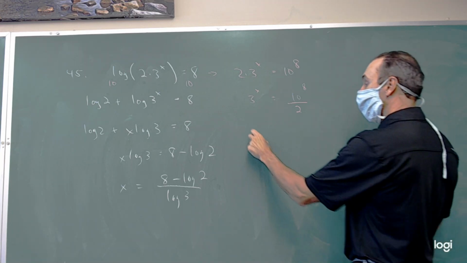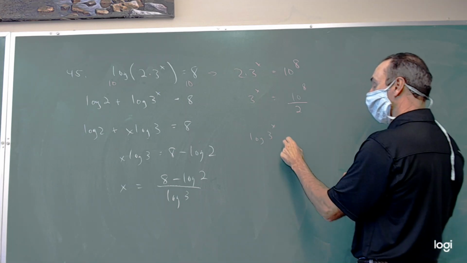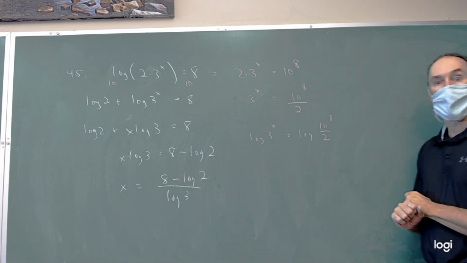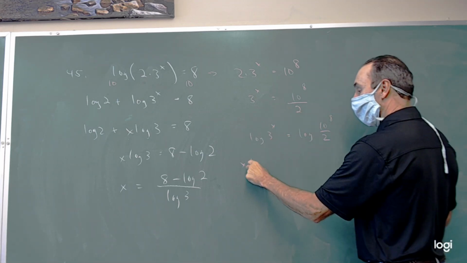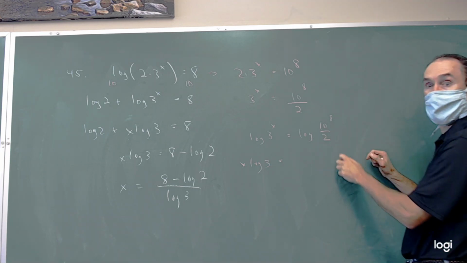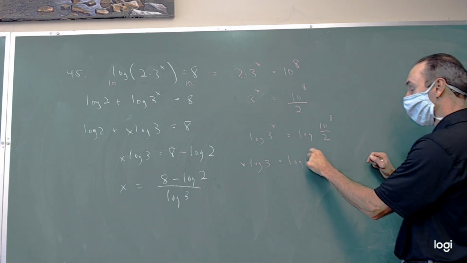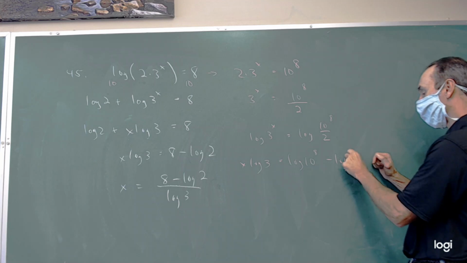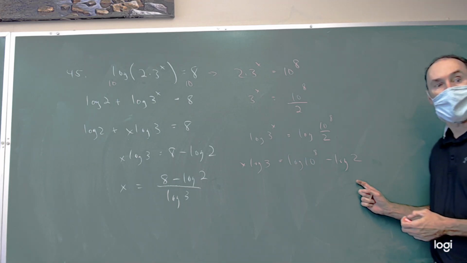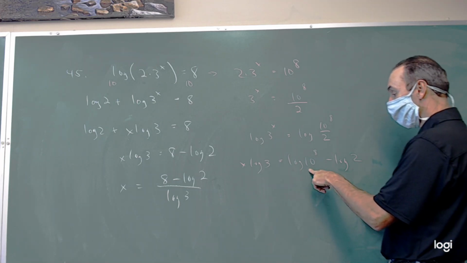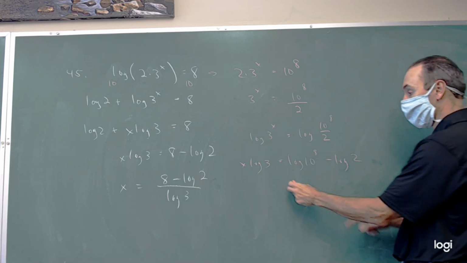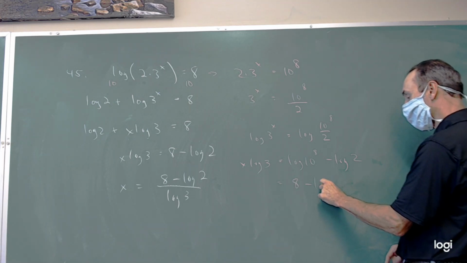Now we can take the log of both sides. So we're going to take the log of 3 to the x and the log of 10 to the 8 over 2. Now we get to use our property of logarithms and call that x log 3. On the other side, we have a log of a division, so we can use our property of logarithms to make that the log of the numerator minus the log of the denominator. Now, this log of 10 to the 8, this is the logarithm base 10 and an exponential base 10. They're going to cancel each other out, and we're back to 8 minus log of 2.